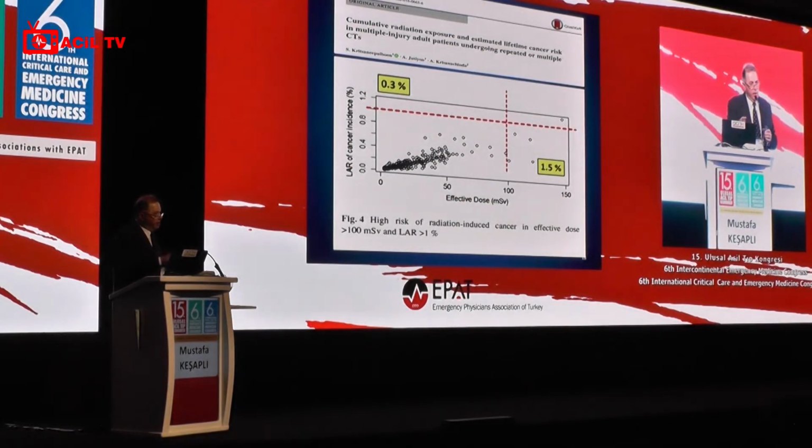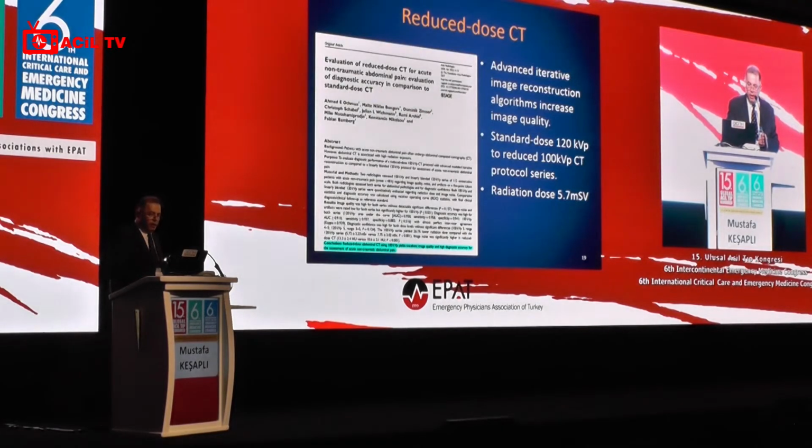Also, as this picture shows, the risk is almost small. As you see here, we speak about 10 millisievert, but then around 0.2 to 0.3 percent is where we come to malignancy from abdominal CT. But if you are getting 100 and maybe 150 millisievert, you are getting much more radiation, my friend. And let me continue.